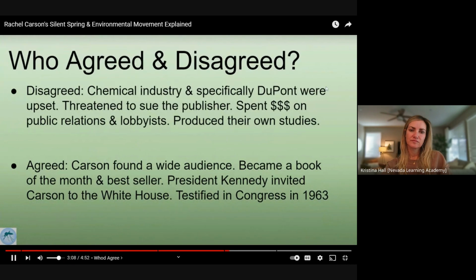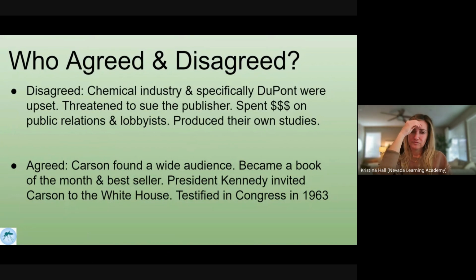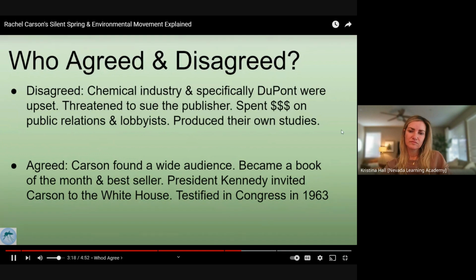Predictably, the chemical industry, and specifically DuPont, which had a huge role in DDT, were very upset. They threatened to sue the publisher of the book and spent money on a public relations campaign to combat the negative image they were developing, along with hiring lobbyists to thwart any efforts by Congress to regulate their industry. And they countered Carson's claims with their own studies.